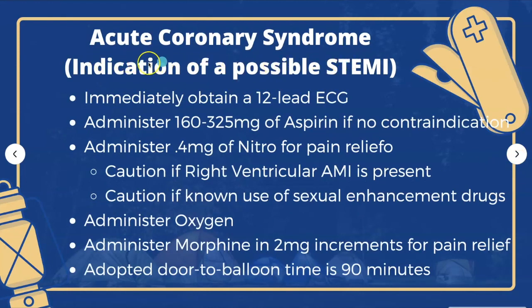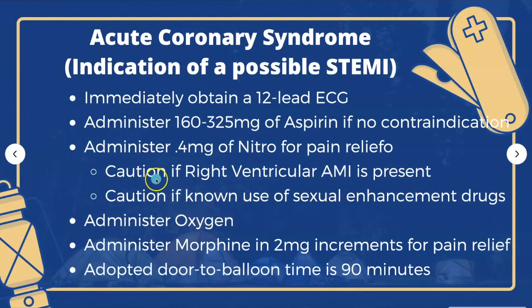Acute coronary syndrome, indication of a possible STEMI. You immediately want to obtain a 12-lead EKG. You're going to administer 160 to 325 milligrams of aspirin if there's no contraindication. They usually do test that. You would administer 0.4 milligrams of nitro for pain relief. Again, typo right there. Caution if there's right ventricular AMI. Caution if known use of sexual enhancement.